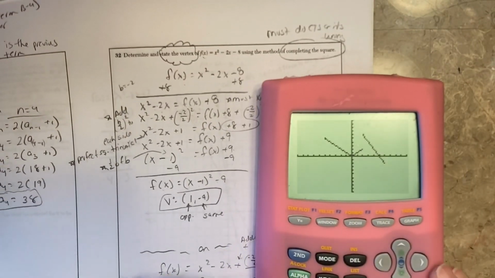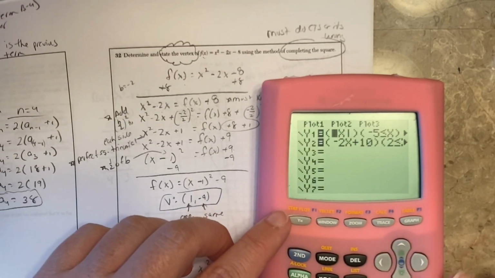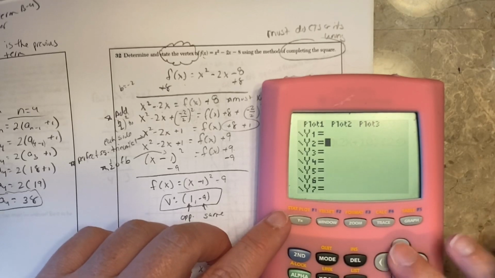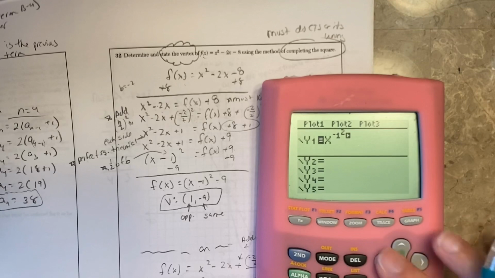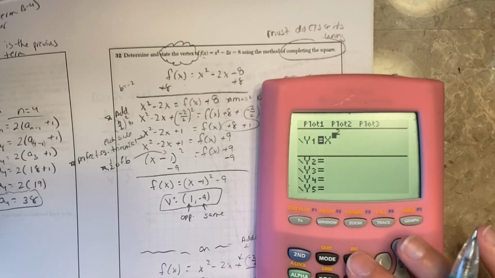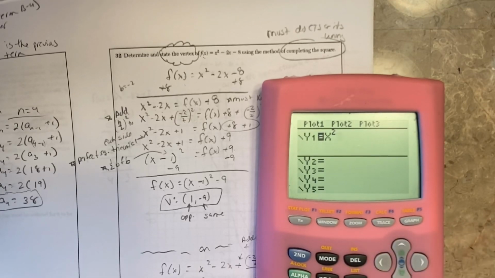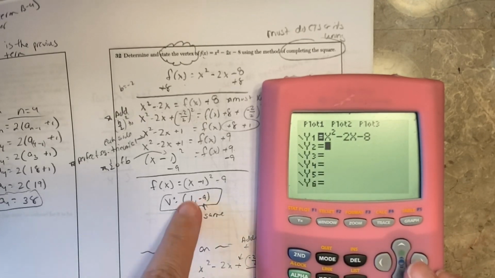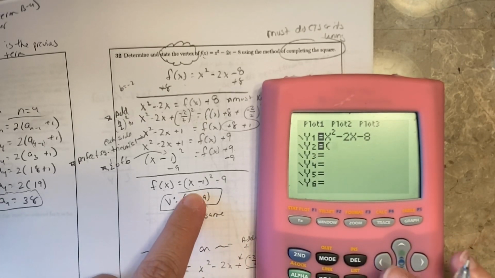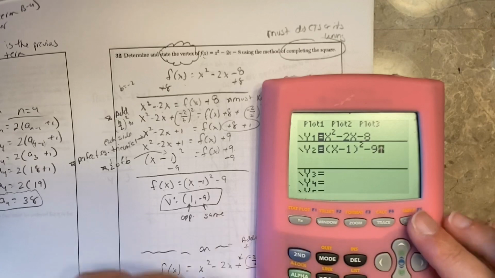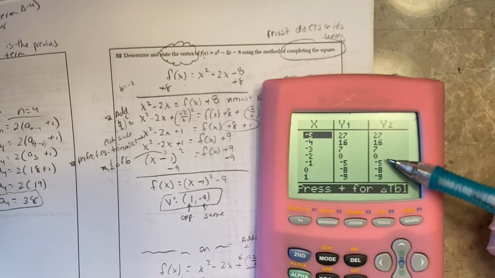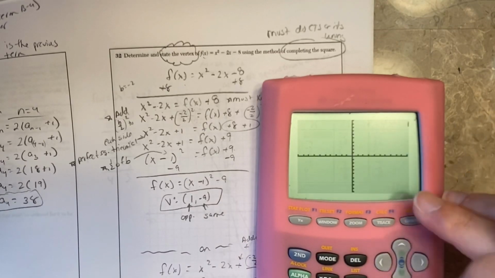So go to y equals, let's get all this out from before. So put the original, x squared minus 2x minus 8. And then put your new one in vertex form, x minus 1 squared minus 9. You're going to notice that when you go to the table, they are literally the same exact things. And if you were to graph it, you get the same exact thing.